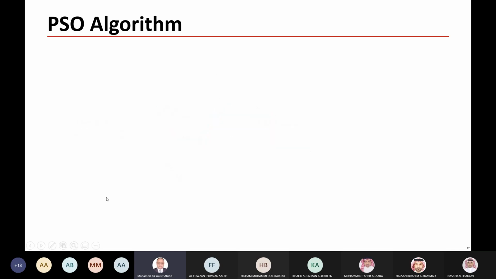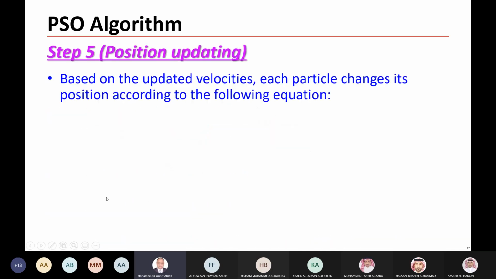And then you update the position. The position update is based on the updated velocity. Each particle changes its position according to the following equation. It's very simple: the new position equals the new velocity plus the current, or the old, position. So you update the position accordingly.